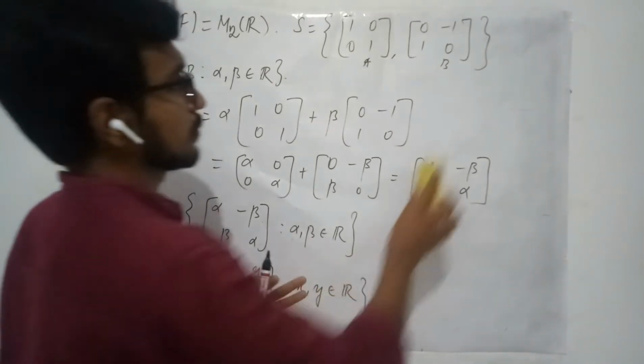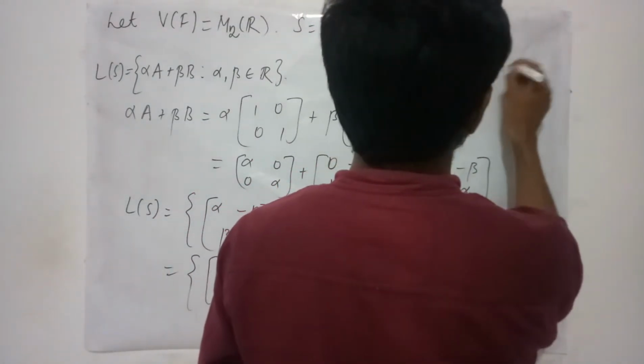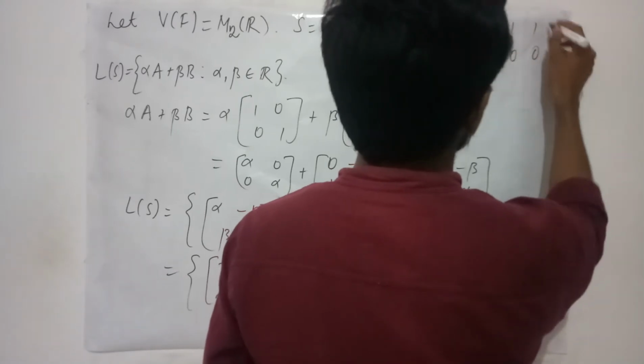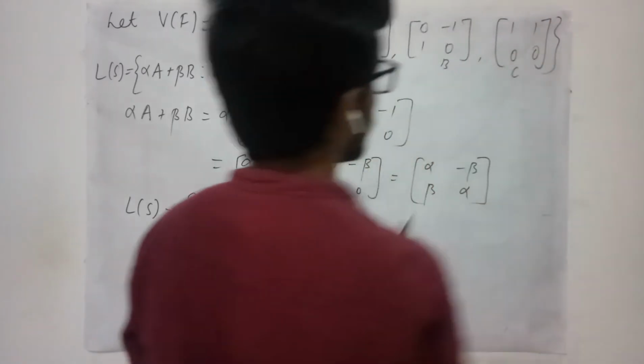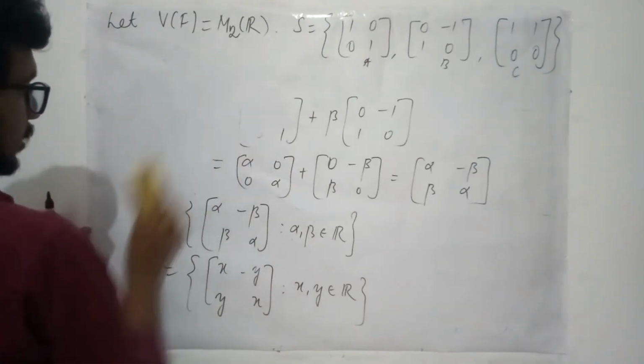In the same example, let us add one more. Let me add C2. Now let us see what is happening in the linear span.